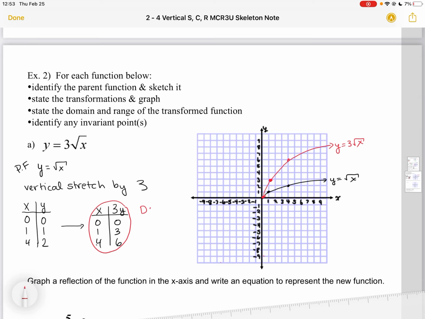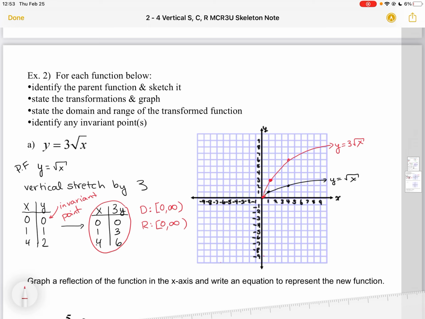My domain of this new function is actually the same as the parent function. So I've got from 0 to positive infinity, which is the same as the range, 0 to positive infinity. We have one invariant point, which is (0, 0).